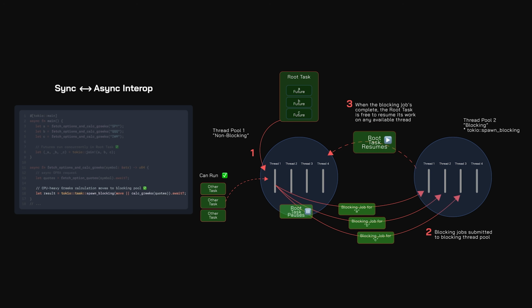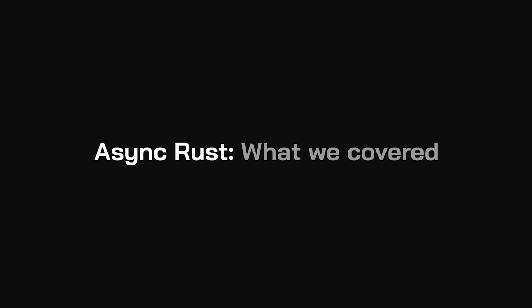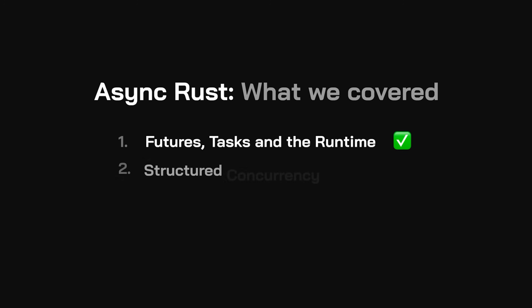So the mental model is start on the async non-blocking pool, offload CPU heavy work to the blocking pool, let the task step off the thread while the work runs, then resume later on any available thread. That separation is what allows Tokio to handle large amounts of async work efficiently, without letting one CPU heavy task stall the entire runtime. So far, we've covered the 3 areas of async Rust that trip up even senior engineers.